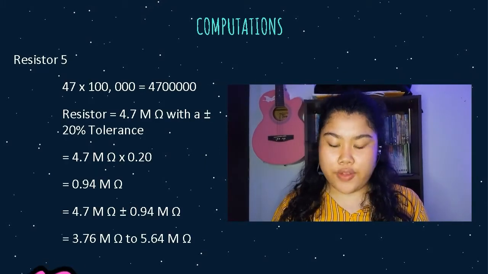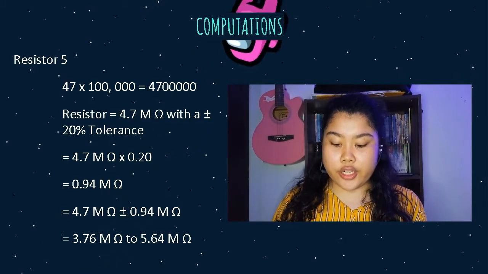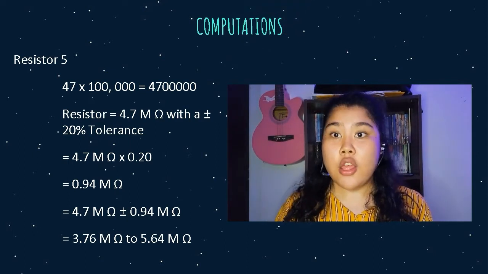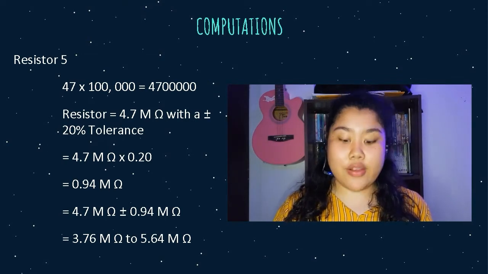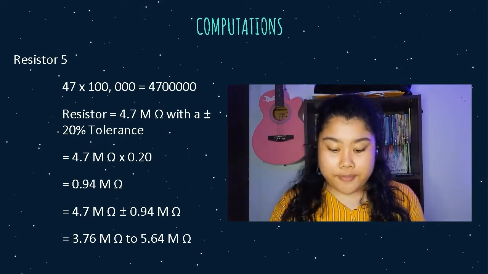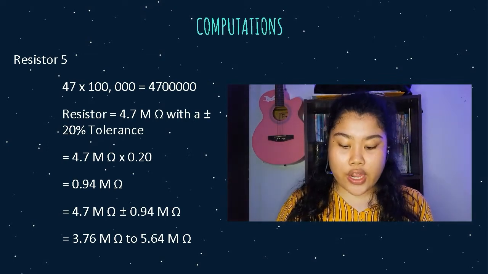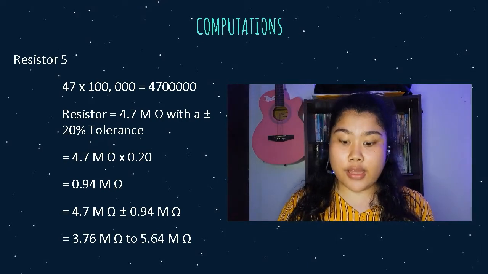Resistor 5: first band yellow has a value of 4, second band violet has a value of 7, and the third band is the multiplier, green, which has the value of 100,000. 47 times 100,000 is equal to 4,700,000, which we converted to 4.7 mega ohms with a plus minus 20% tolerance. Range is equal to 0.94 mega ohms, and the value of the fixed resistor is within 3.76 mega ohms to 5.64 mega ohms.